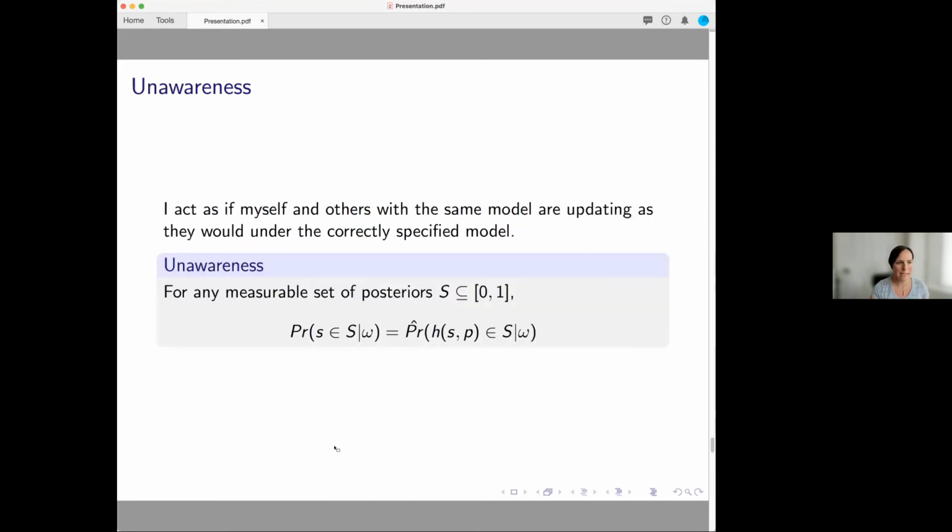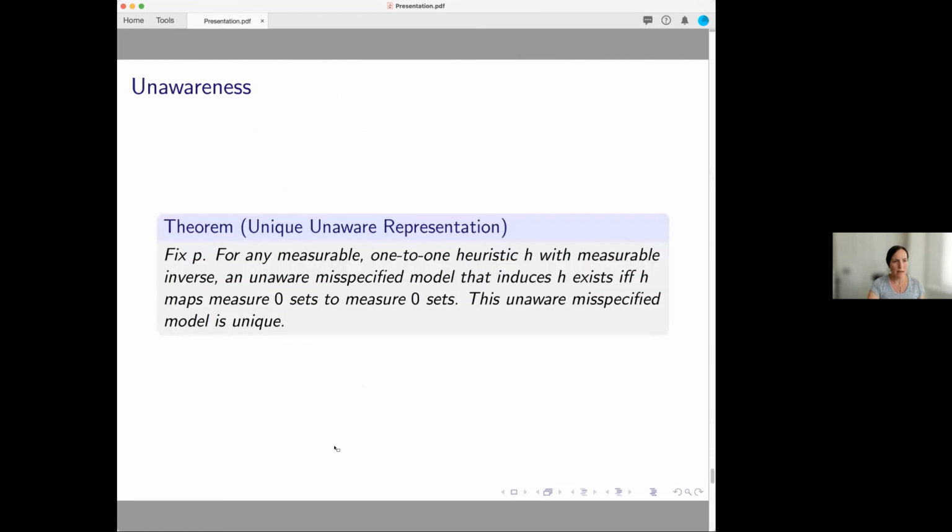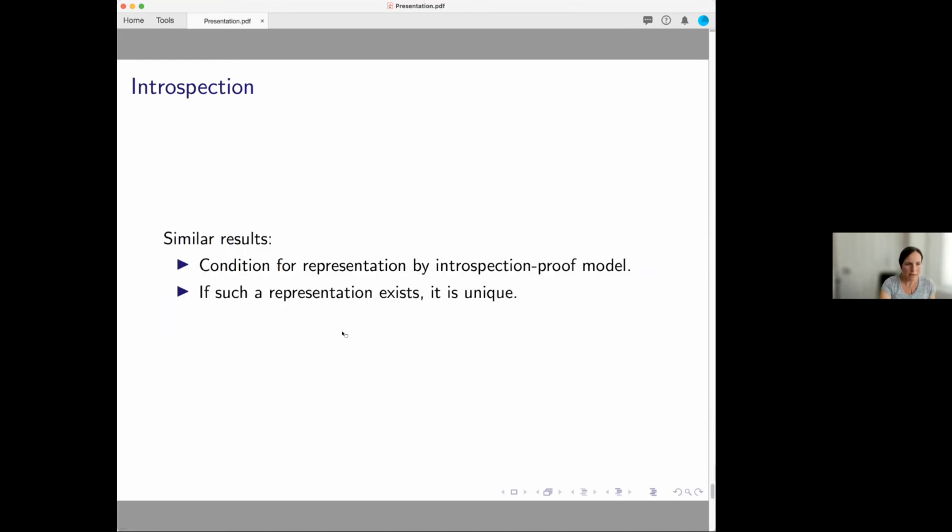All right, so I'm just about out of time, so I'm just going to quickly go through the two results. As I already described, unawareness, essentially our result for this is conditions on the heuristic and the misspecified model such that we can find an unawareness representation. And so essentially for any measurable one-to-one heuristic H with measurable inverse, an unaware misspecified model exists if the heuristic maps measure 0 sets to measure 0 sets. Moreover, this unaware misspecified model is unique.